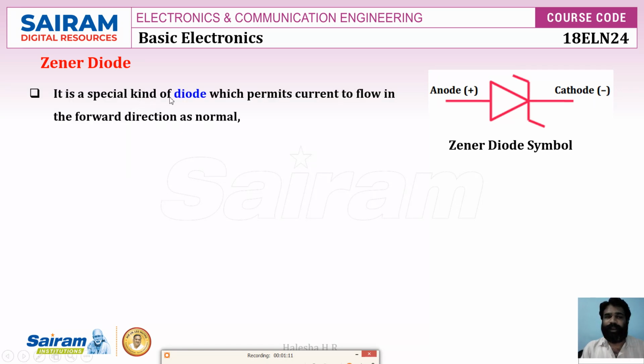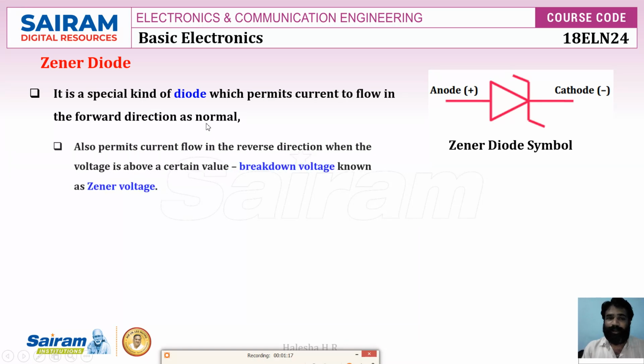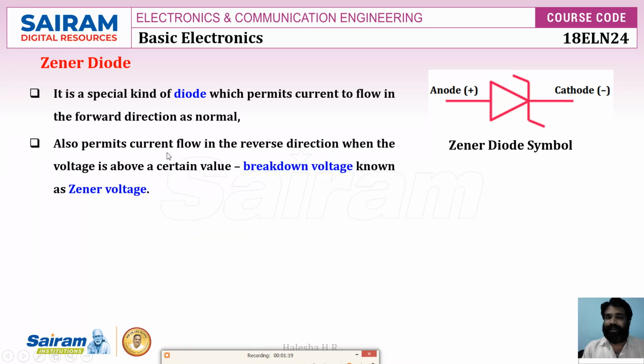It is a special kind of diode which permits current to flow in the forward direction as normal, as well as permits current flow in the reverse direction when the voltage is above a certain value. That value is called the breakdown voltage, also known as the Zener voltage. So when the voltage is above the Zener voltage, it permits the current to flow in the reverse direction.